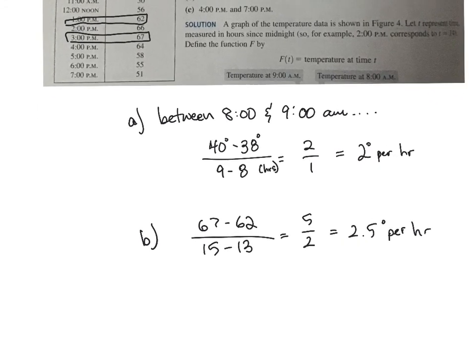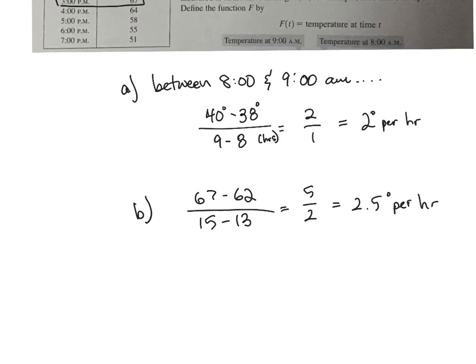But if we go between 4 and 7, let's try to think about this before we calculate it. Between 4 o'clock and 7 o'clock, what do we expect the temperatures to be doing? Rising or falling? And obviously they're going to be falling because it's getting evening time, and so we would expect to have a negative average rate of change.